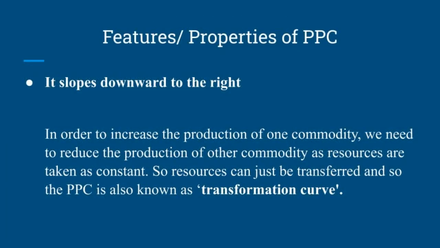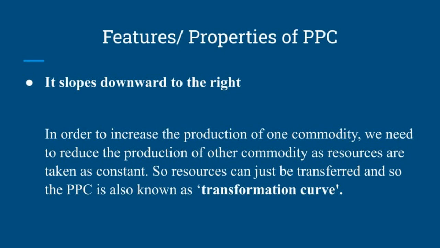Now let's move towards the features or properties of the production possibility curve. There are two important features of PPC. First, it slopes downward to the right. That means the PPC is a downward sloping curve because in order to increase the production of one commodity, we as producers need to reduce the production of the other commodity as resources are taken as constant.